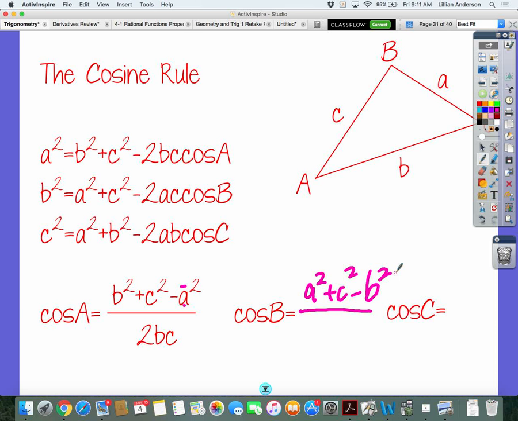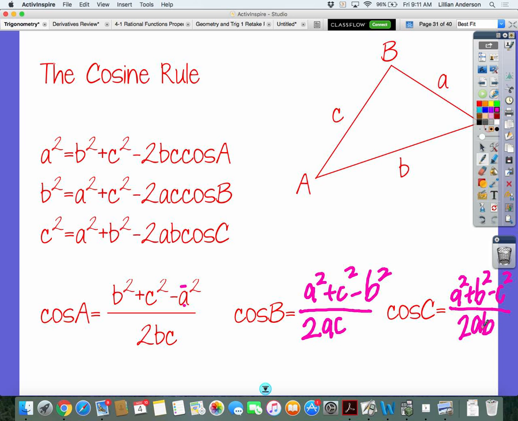Minus B squared. You always subtract the side opposite of the angle you're trying to find. At the bottom, it would be 2AC, and 2, A and C are all being multiplied together. Cosine A would be, cosine C will be set up how? Over 2AB. That's how that will be set up. So really, just like these, it's a set formula. You just plug in the different side lengths or the angle measures depending on what you're trying to find.